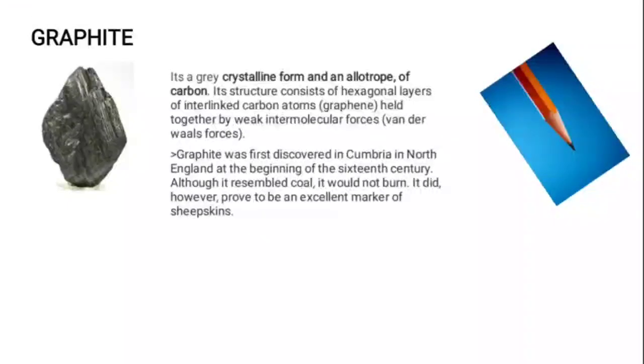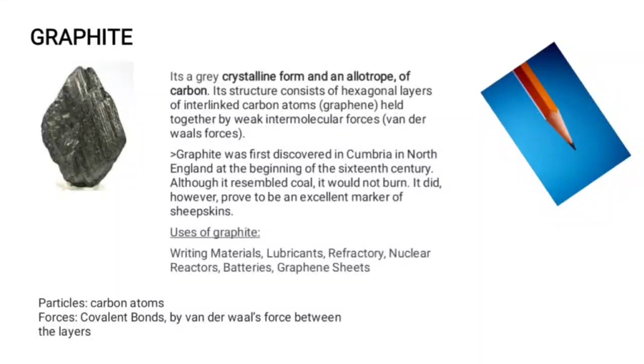Graphite was first discovered in Cumbria in North England at the beginning of the 16th century. Although it resembled coal, it would not burn. It did, however, prove to be an excellent marker of ship skins. Uses of graphite: writing materials, lubricants, refractory, nuclear reactors, batteries, or graphene sheets.